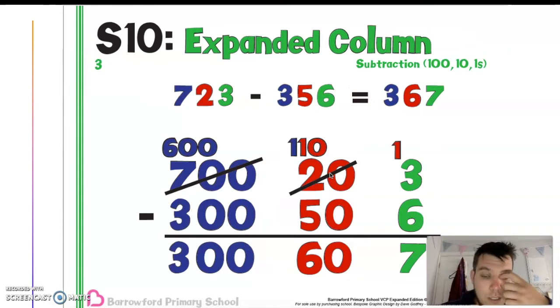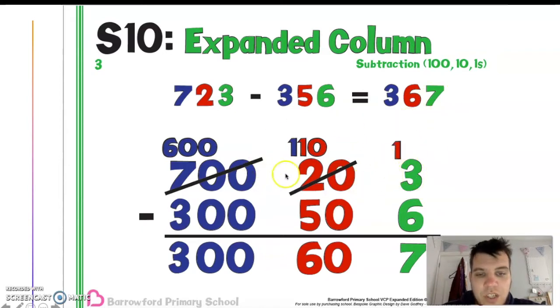But here's another, slightly bigger calculation: 723 take away 356. I do exactly the same thing and partition my numbers, so I've got 700, 20 and 3, and 300, 50 and 6, and I go through exactly the same method. I've just got a few more numbers to deal with. So I've got 3 take away 6 to start with. I can't do 3 take away 6. It goes into negative numbers, and that doesn't work in column subtraction.